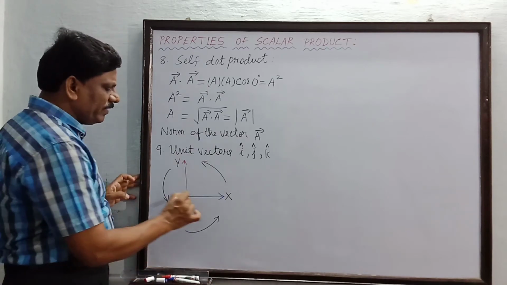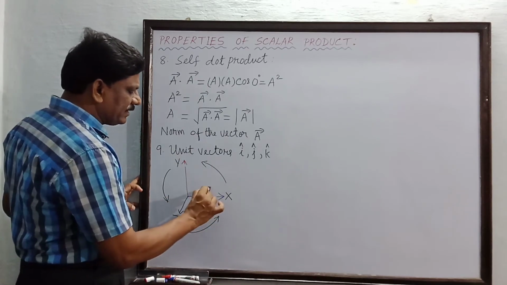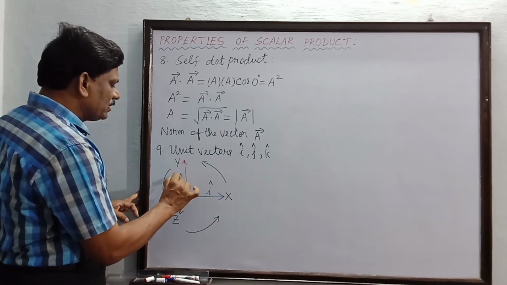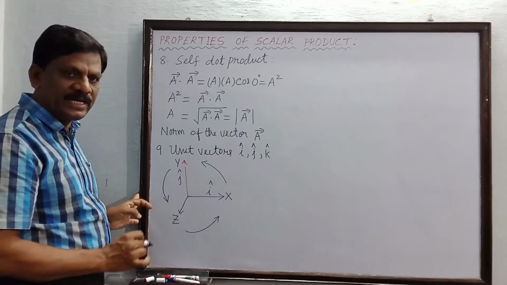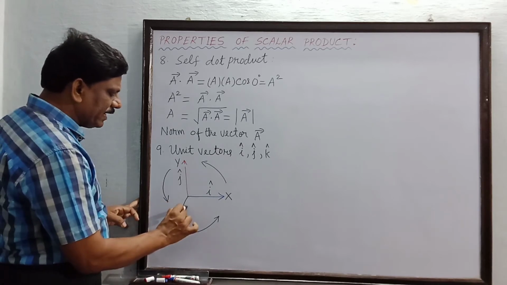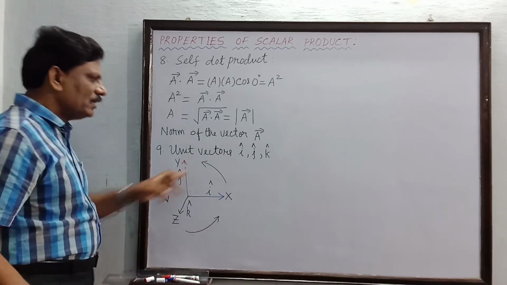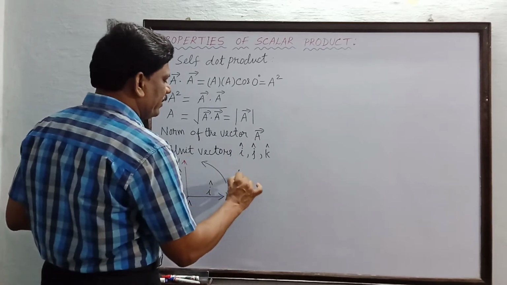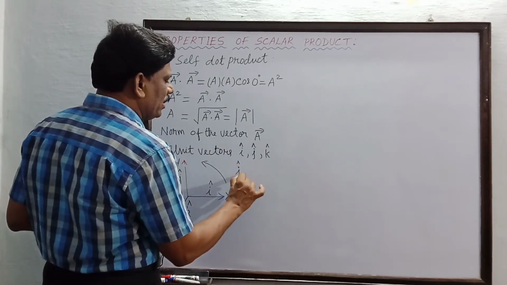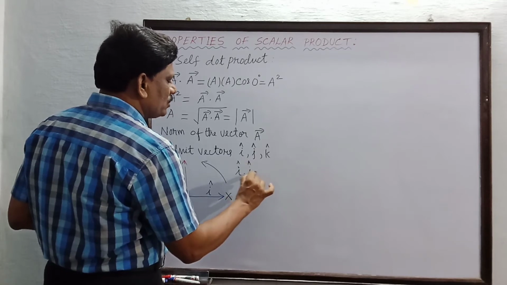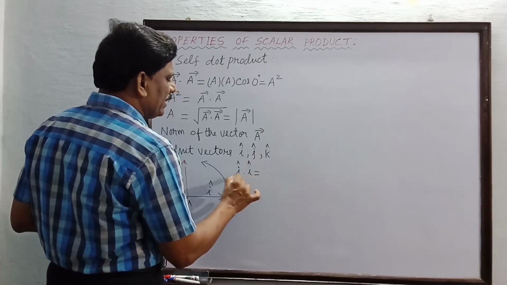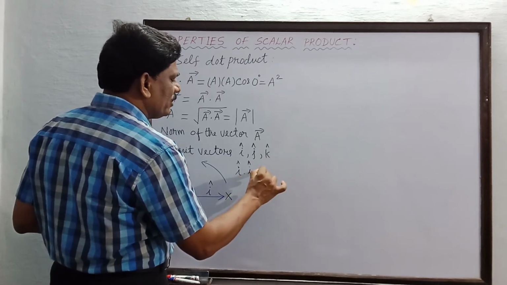Now, the unit vector along the direction of x-axis is denoted by i cap. And the unit vector along the direction of y-axis is j cap. And that along the z-axis is what? K cap. So, the next property is based on these unit vectors. So, I will take i cap dot product i cap. So, this is equal to 1, okay? Because i into cos 0. Cos 0 is equal to 1.